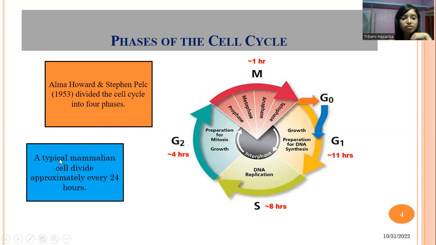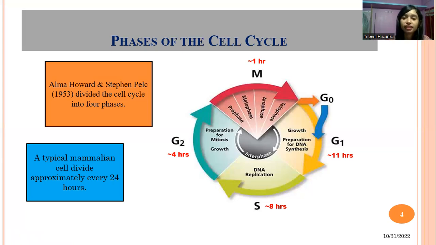It is mentioned that a typical mammalian cell divides approximately every 24 hours, where the G1 phase lasts for 11 hours, the S phase lasts for 8 hours, the G2 phase lasts for 4 hours, and the M phase is the shortest, which lasts for only about 1 hour.